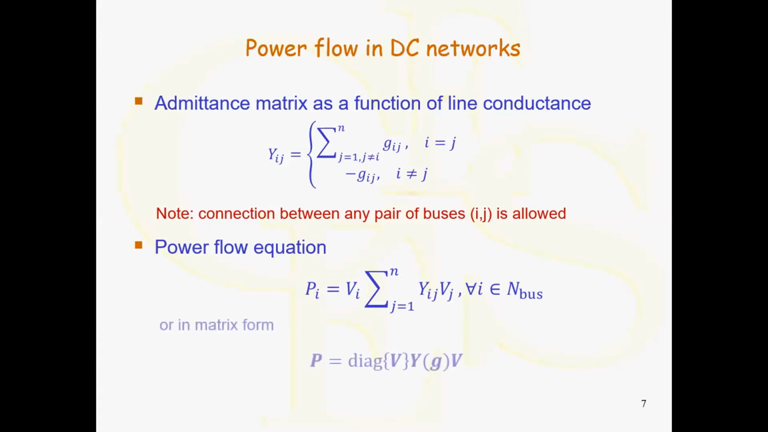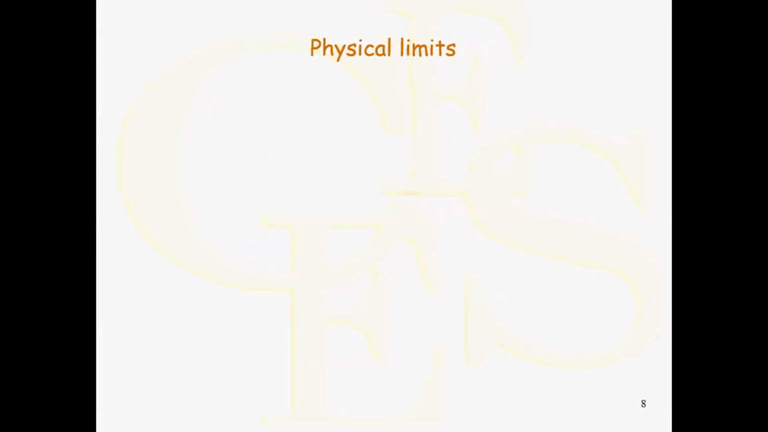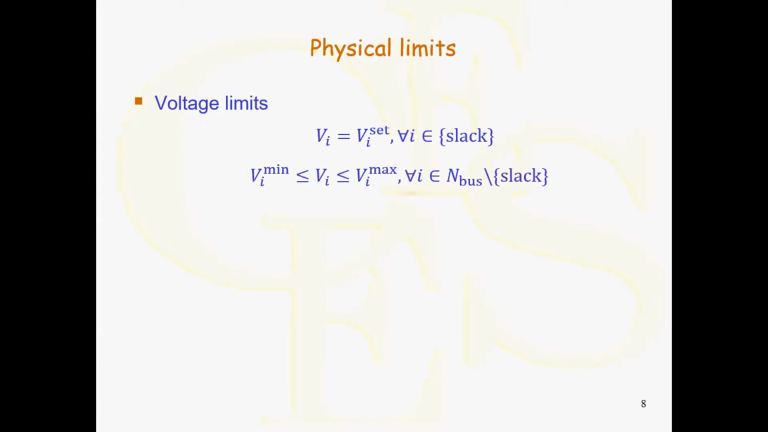Or alternatively, it can be rewritten into the following matrix form. So then let's turn to the physical limits adopted in this problem. We mainly consider two classes of physical limits. The first one is the voltage limits, as usual, where we assume that the slack bus takes a constant voltage and the other bus voltages should be within an acceptable range.